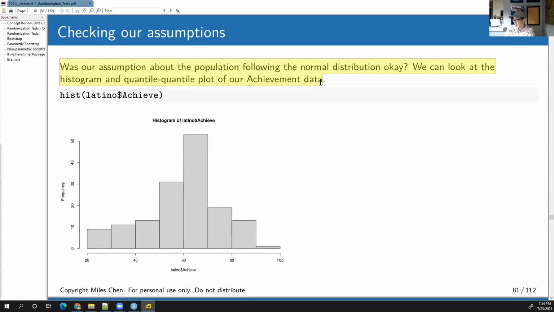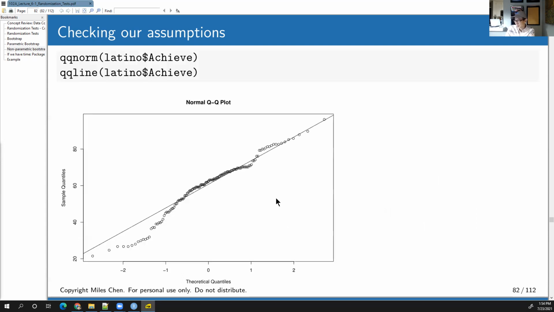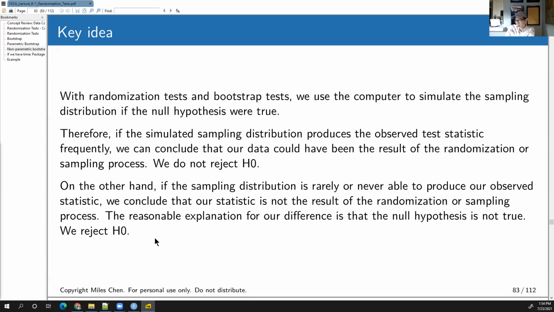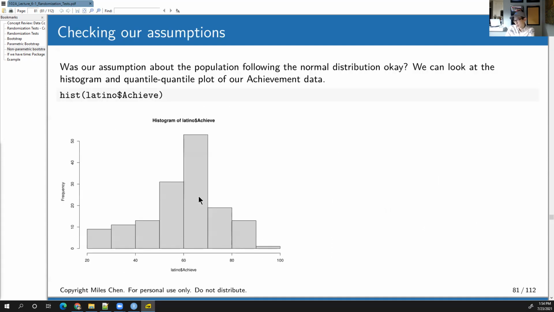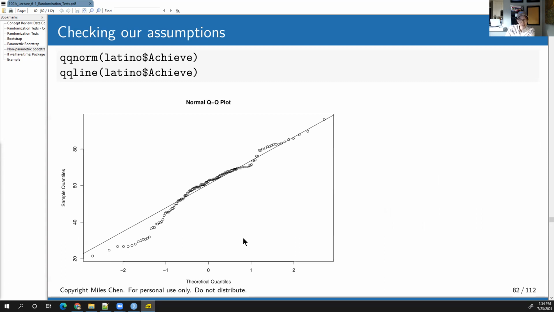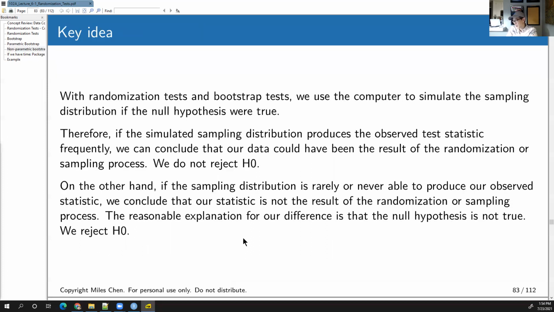Was our assumption that the population follows a normal distribution a good assumption? Well, you look at the histogram of achievement scores. I don't know, it doesn't quite look normal. If you do a QQ plot, I don't know if it's normal, but maybe our sample is big enough that we can just use the sampling distribution t-test and assume the central limit theorem and stuff like that.